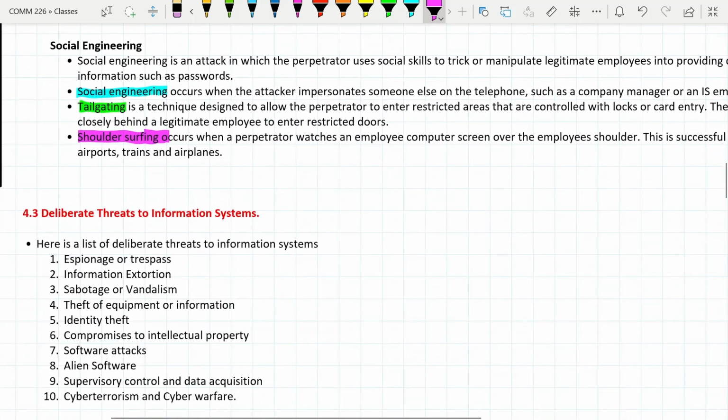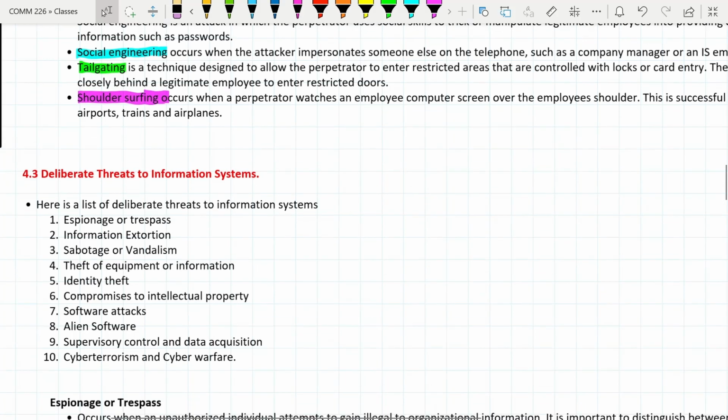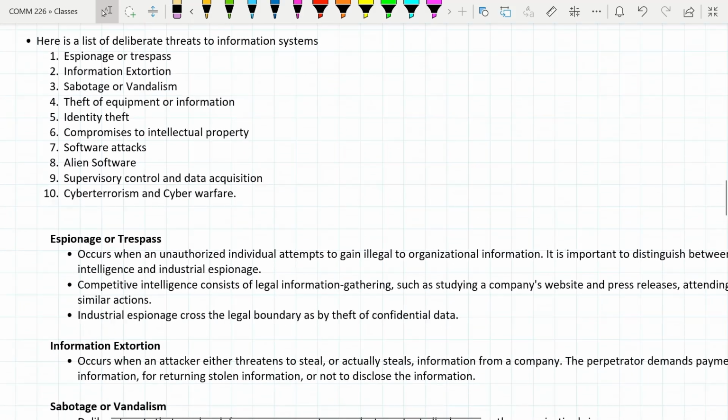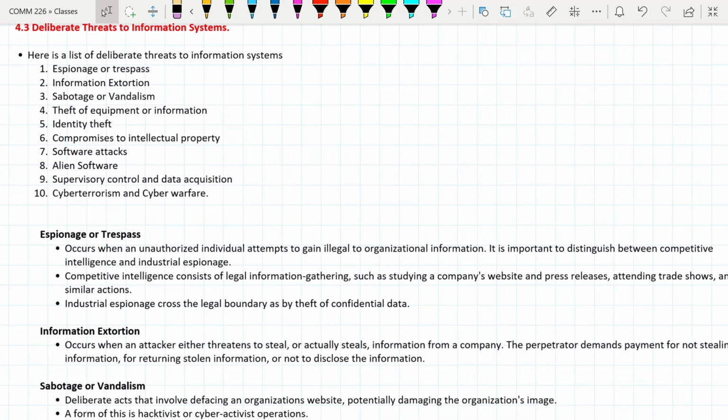So 4.3, deliberate threats to information systems. So here is a list of deliberate threats to information systems. 1, we have espionage or trespassing, 2, information extortion, 3, sabotage or vandalism. 4, we have theft of equipment or information. 5, identity theft. 6, compromises to intellectual property. 7, software attacks. 8, alien software. 9, supervisory control and data acquisition. And 10, cyber terrorism and cyber warfare. So I'll be going through all of those that I just named.